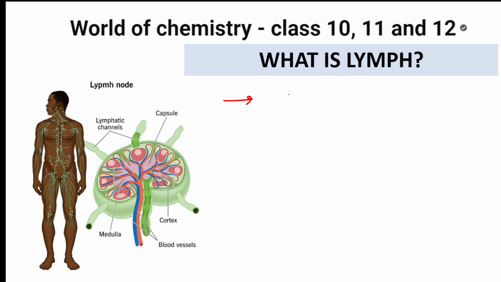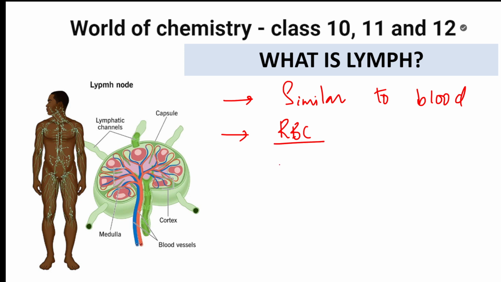Lymph is nothing but lymph is similar to blood. So most important difference between RBC and WBC. See in RBC, what do you have? You have hemoglobin, correct? Because of that it is red in color. But in lymph, you don't have RBC. There is no RBC present. That's the only difference between blood. This is also blood, but there's no RBC present in this.